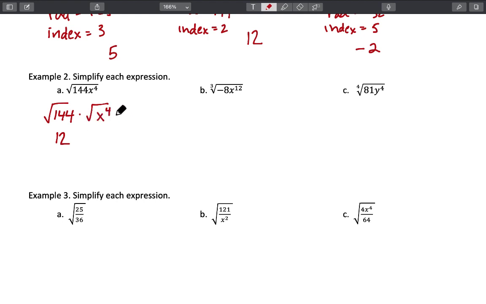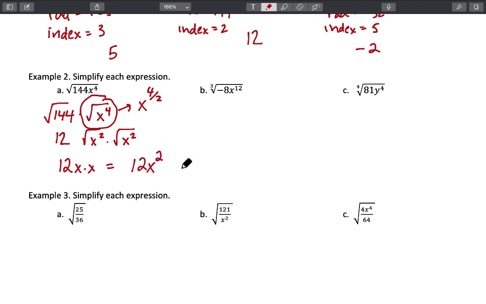Remember, we can break this down further if we'd like. We can take the square root of x squared times the square root of x squared. When we take the square root of something being squared, it just undoes itself. So this is really 12 times x times x, and our final simplified version is 12 times x squared. Maybe you were able to jump to that right away by evaluating the square root of x to the 4th, because you could rewrite that as a rational exponent. That's x to the 4 halves, and x to the 4 halves simplifies to x squared.